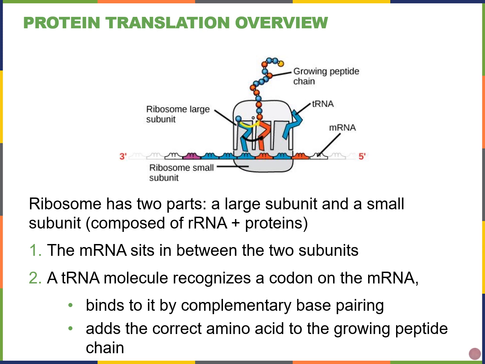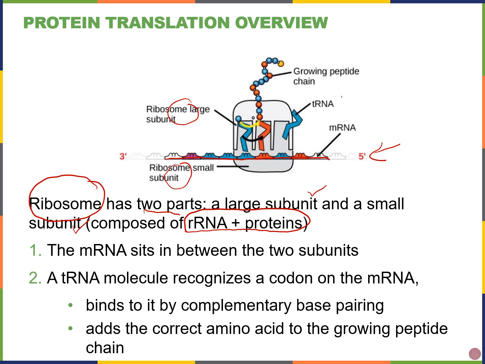A large protein structure called a ribosome is going to come into play. And ribosomes actually have two subunits, a larger subunit and a smaller subunit, and both pieces are made of ribosomal RNA plus proteins. So what will happen is our messenger RNA sits between the two subunits of the ribosome. And again, this is our messenger RNA.